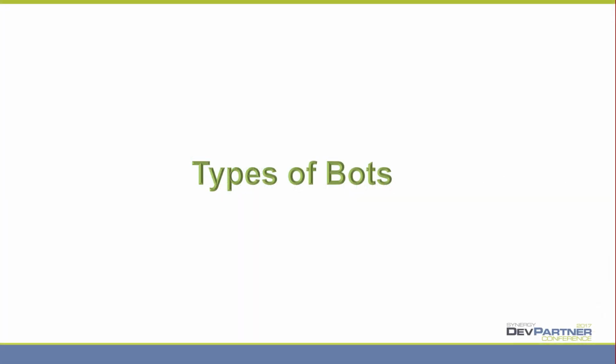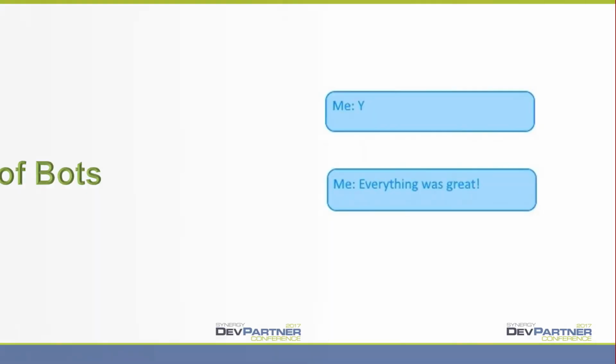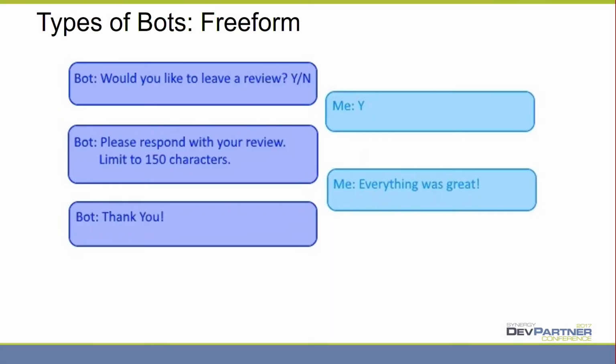So let's go over a little bit about different types of bots. There are 3 different approaches to building a bot. One of those approaches is freeform. A freeform bot is given a very specific task to perform, and goes about it in the most direct way it can. In this case, the bot is asking if the user wants to leave a review. The user can give it a yes or a no.